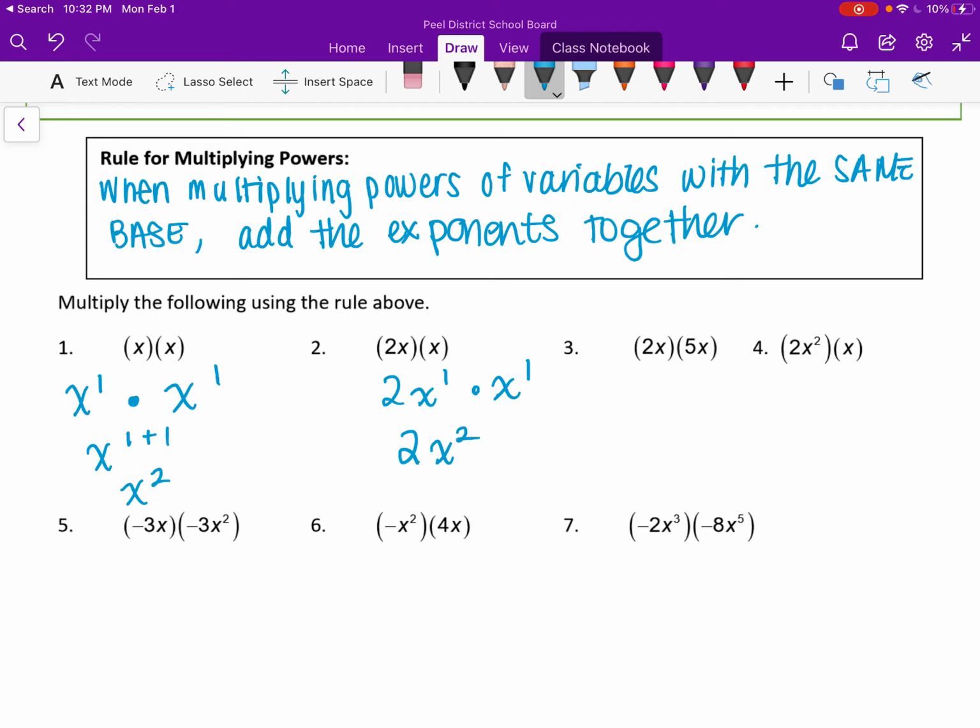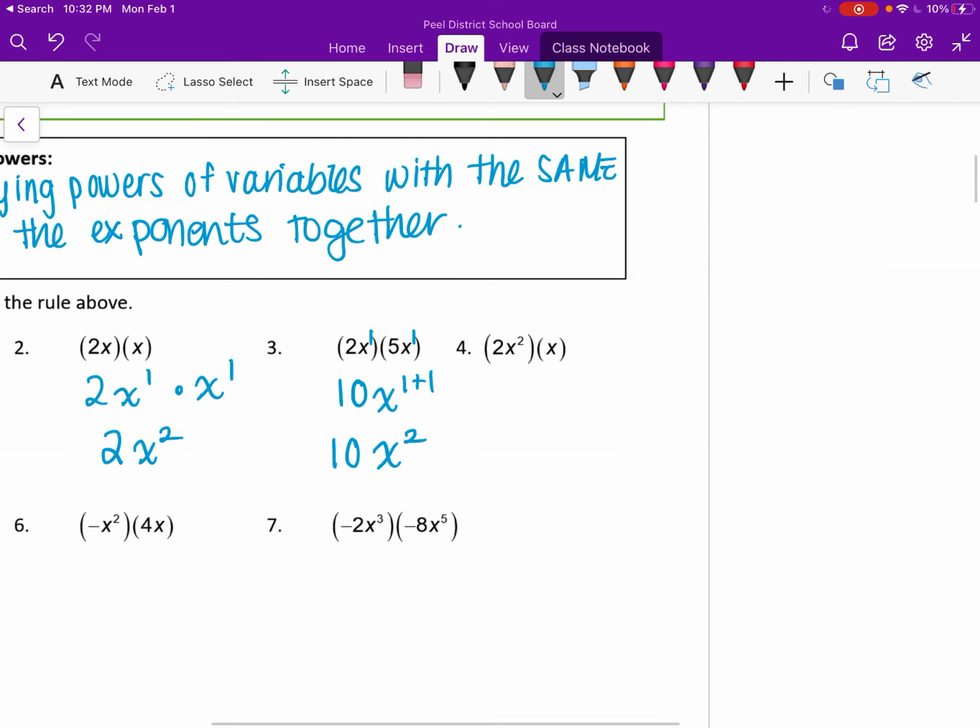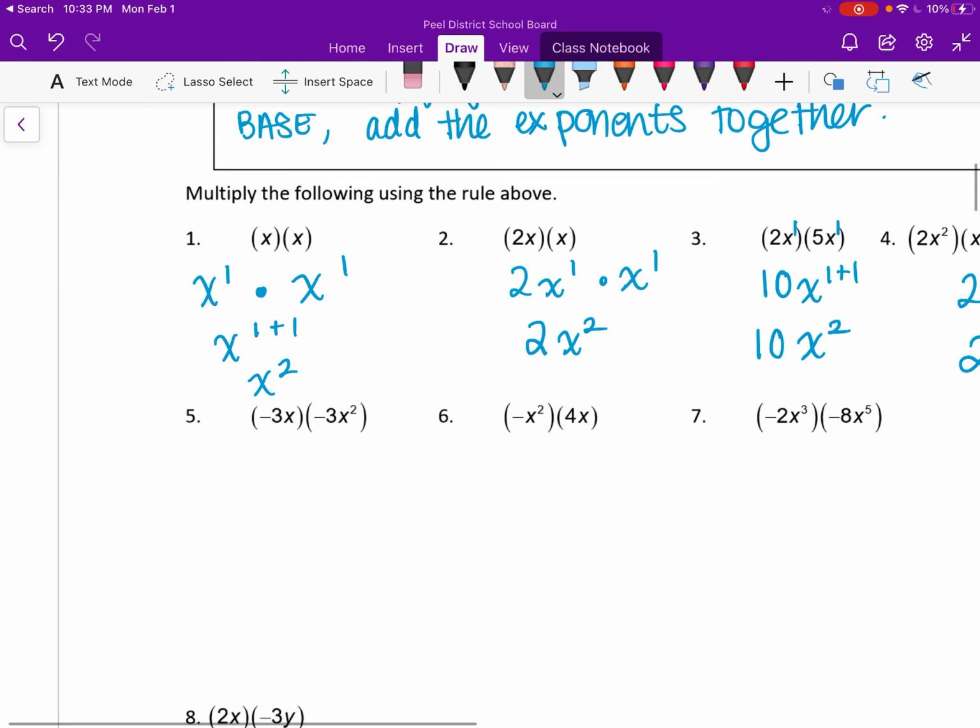Right? You have here 2x times 5x. Multiply the 2 and the 5. That'll give you 10. X to the power of 1 times x to the power of 1 is going to give you x, 1 plus 1. So 10x squared. Same thing here, 2 times 1 is just going to give me 2. Then I have x, 2 plus 1, so I'm left with 2x to the power of 3, sorry.